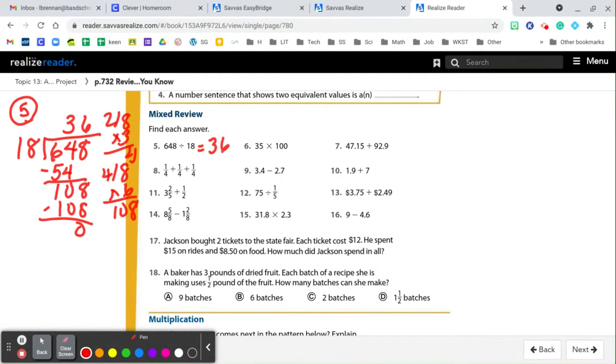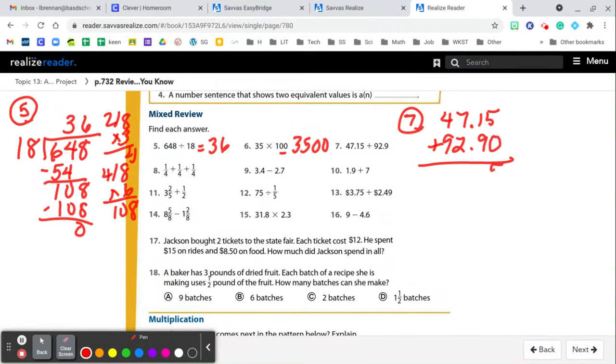35 times 100. Remember, we just take the 35 and we annex 2 zeros. 47.15 plus 92.9. Want to make sure we have everything lined up by place value, we can annex a 0 here to help us out. Make sure you bring your decimal down. So we have 140 with 5 hundredths.